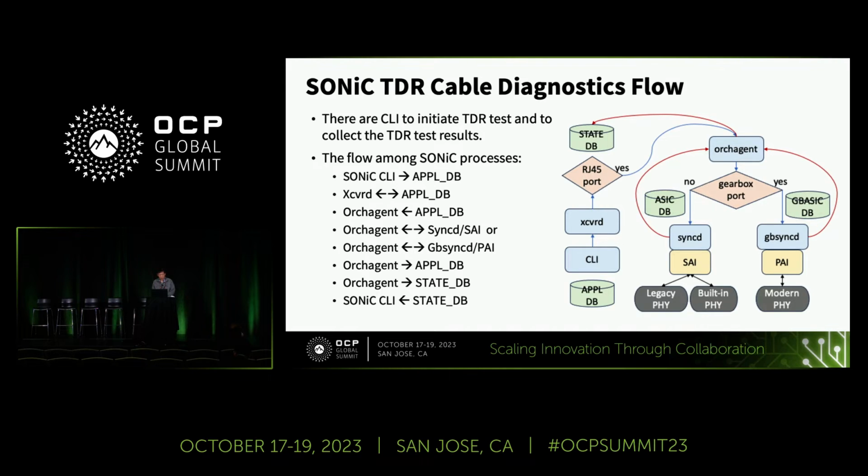Then the Awk agent will read the AppDB. Based on whether it's a gearbox port or not, it will send to the syncd side, SAI, or GB syncd, PAI. A gearbox port means the port has a PHY which is supported by PAI, not by SAI. They are two different processes, two different dockers.